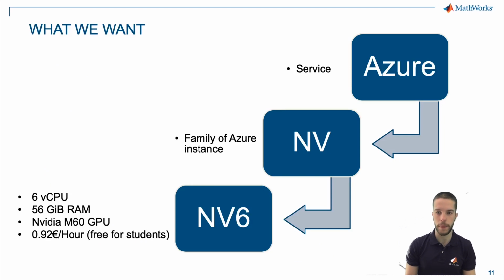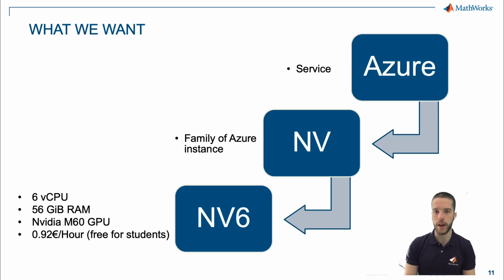So let's recap. Azure is the global service of Microsoft. NV is the family of Azure instances of the type that we have selected. NV6 is the machine that we actually have selected. So 6 virtual CPUs, 56 GB of RAM, and an NVIDIA M60 GPU. In particular, this one costs 0.92 euro per hour of use.